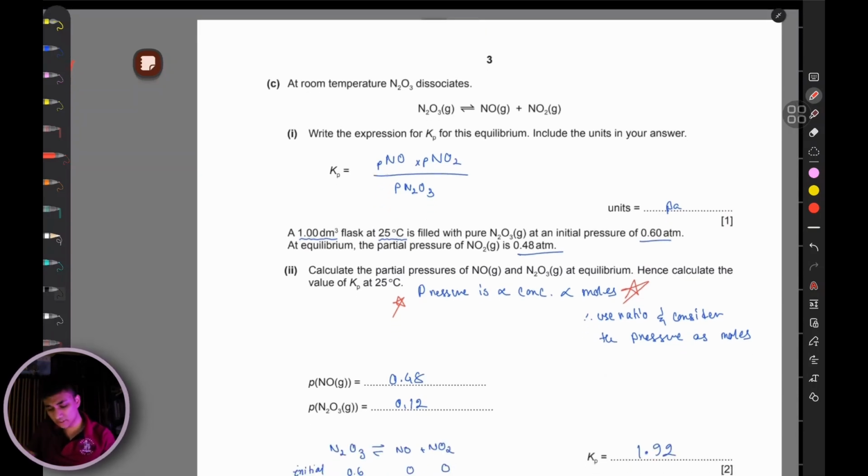What is the unit going to be? This is going to have a unit of Pa, Pa, and Pa. One cancels off, and you're left with 1 Pa, so 1 Pascal. Fair enough, that is your unit.